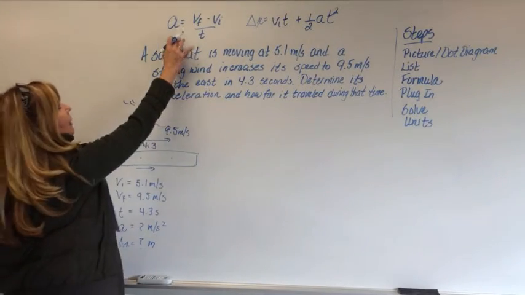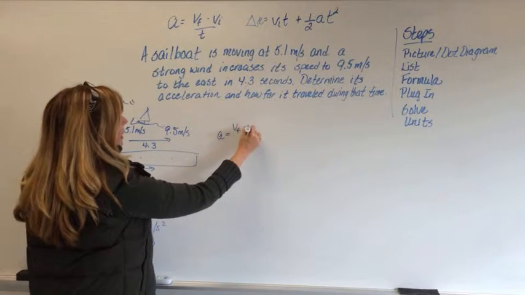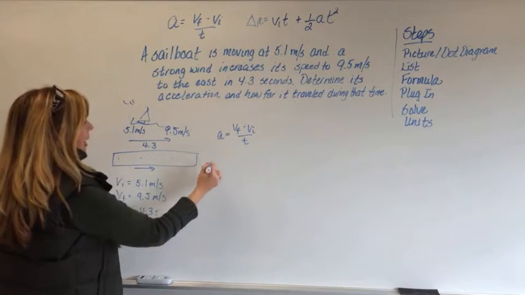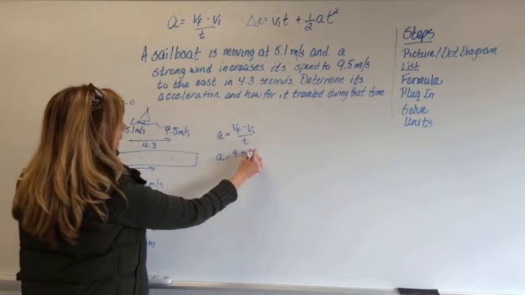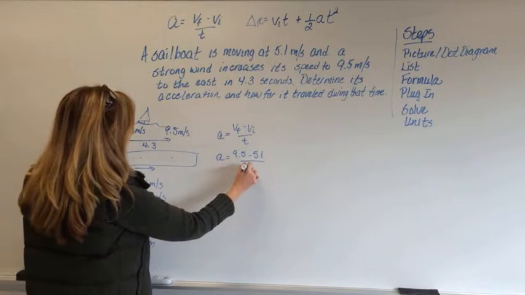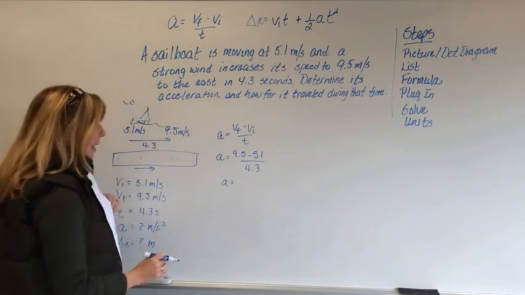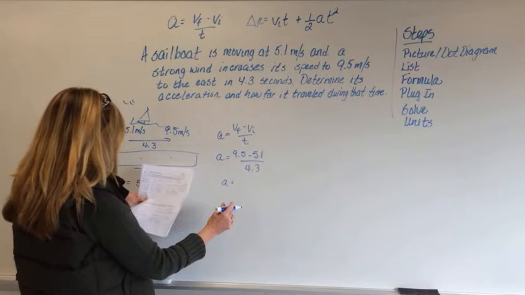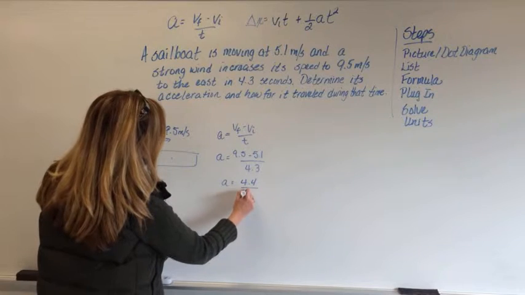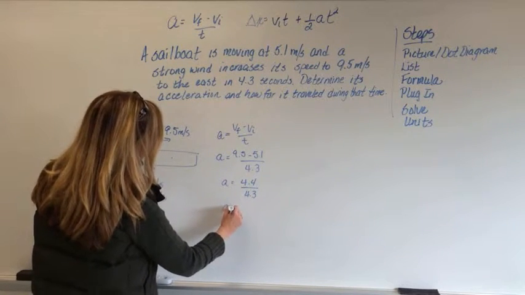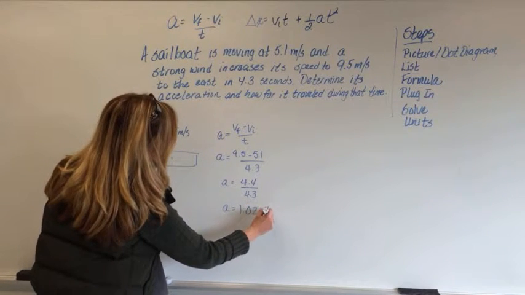So we're going to use our acceleration formula first. Acceleration equals final velocity minus initial velocity over time. Plugging in our values, we have 9.5 minus 5.1 divided by 4.3. You always must subtract the numerator first. When we subtract that, that is going to give us 4.4. We divide that by 4.3, and our acceleration is 1.02 meters per second squared.